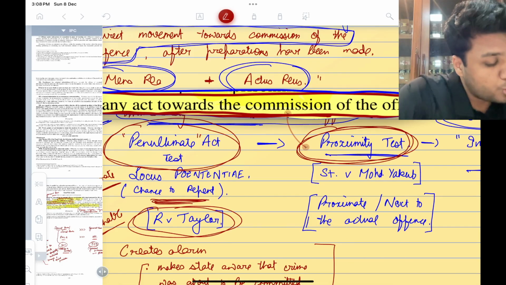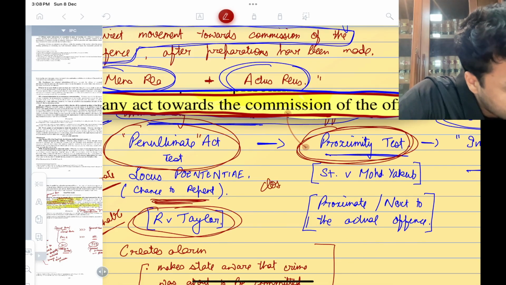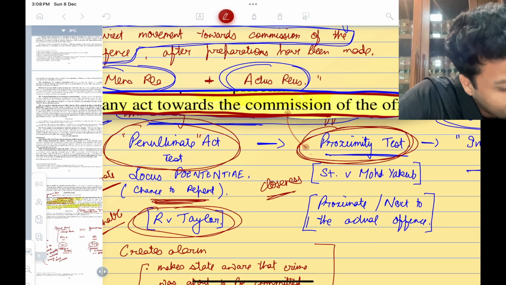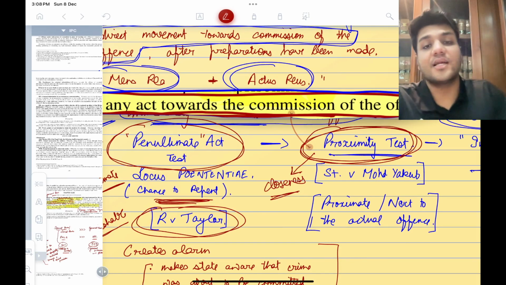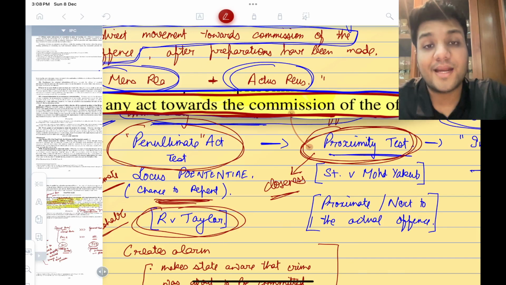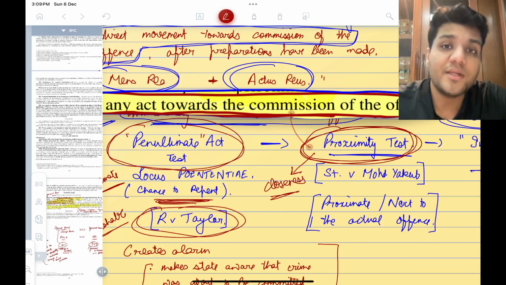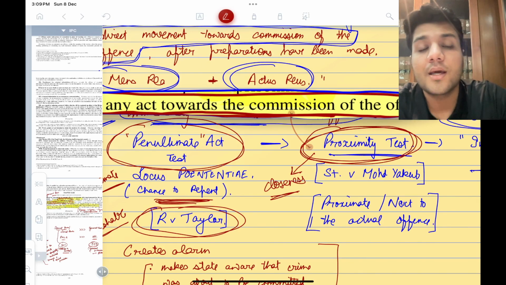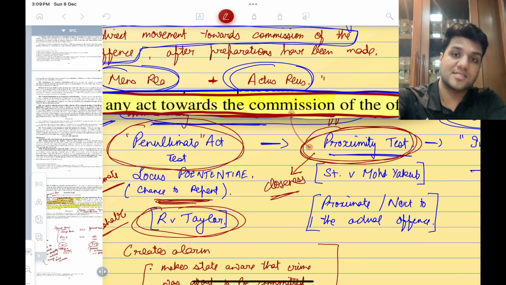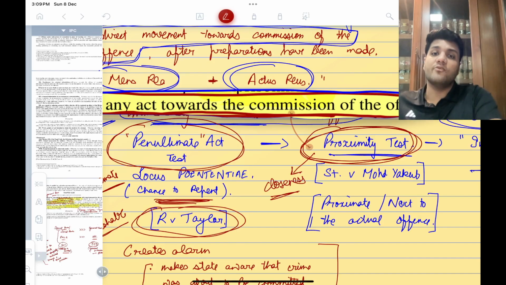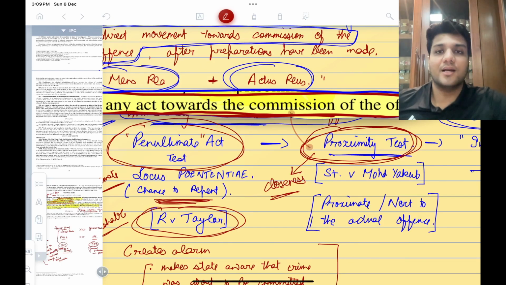Proximity means closeness, right? If the particular act that you're doing is close to the actual offense that you intend to commit, then under the proximity test you will be held liable, right? So it does not need to be the immediate act or the act immediately preceding the offense itself. It can be some other act also which is in line of you attempting the offense.